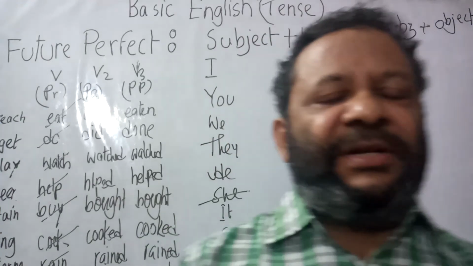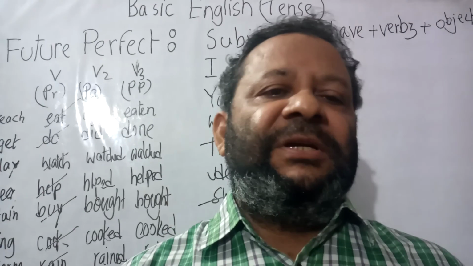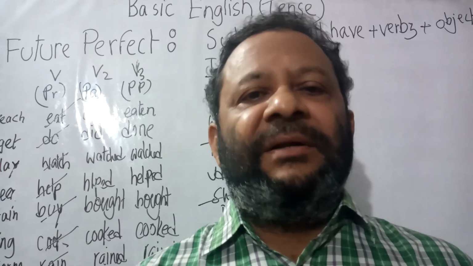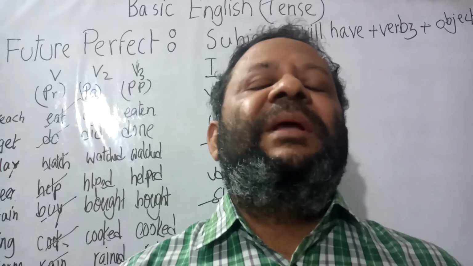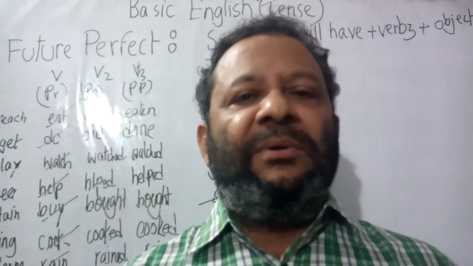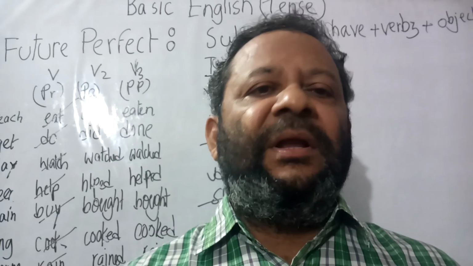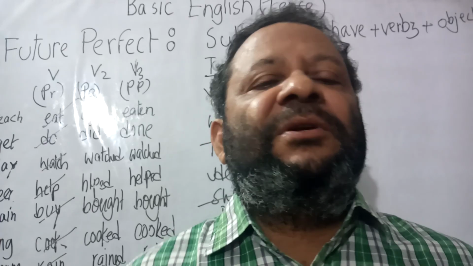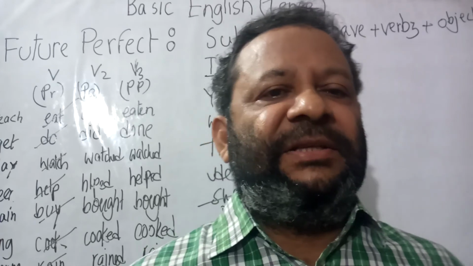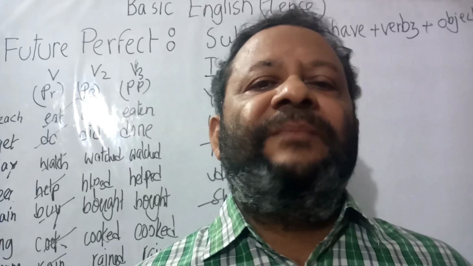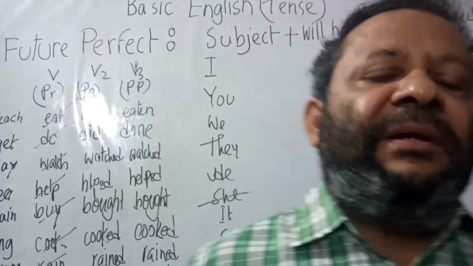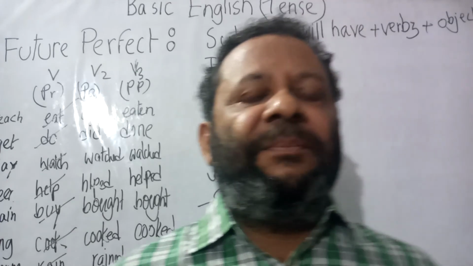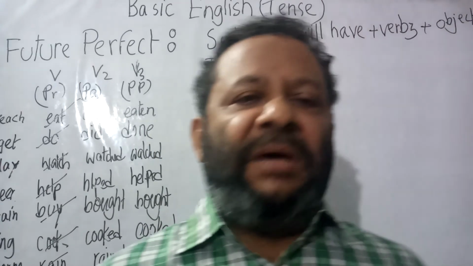And future perfect tense is actually used to express a future completed action that is completed before another action in future. In other words, it can be said that there would be two future actions and one would be performed before another action. The first action would be expressed by future perfect tense and the second action would be expressed by simple present tense. And the structure is subject will have verb 3 object. I repeat, subject will have verb 3 object.